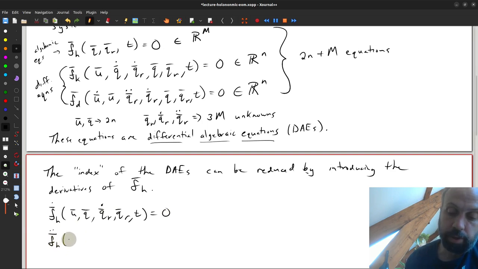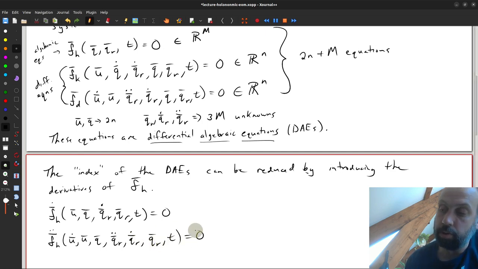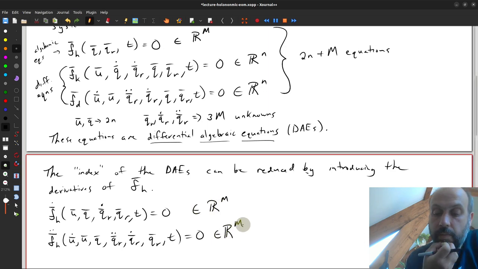And then if I take the time derivative one more time, then we have a u dot u q as normal, but then q r dot, q r t equals 0. And then each of these are also capital M equations. So now we've got enough equations to match these number of unknowns, and maybe we could solve that system.